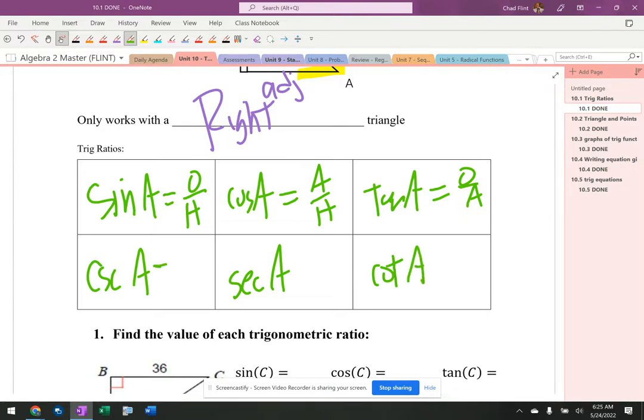Okay. And then there's cosecant, secant, and cotangent. And these are the inverses of the things above them. So cosecant is hypotenuse over opposite. Secant is hypotenuse over adjacent. And cotangent is adjacent over opposite. So we're just taking those things right there and looking at how they compare to each other. All right, so secant and cosine are reciprocals. Cosecant and sine are reciprocals. And tangent and cotangent are reciprocals.